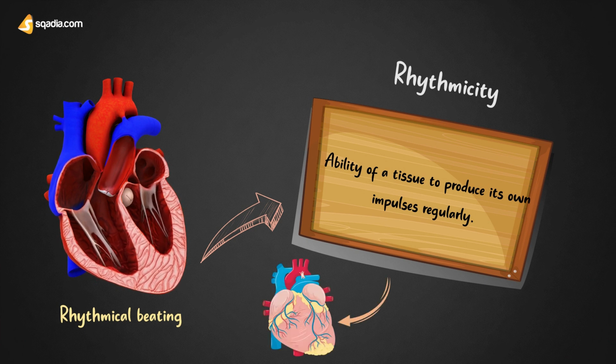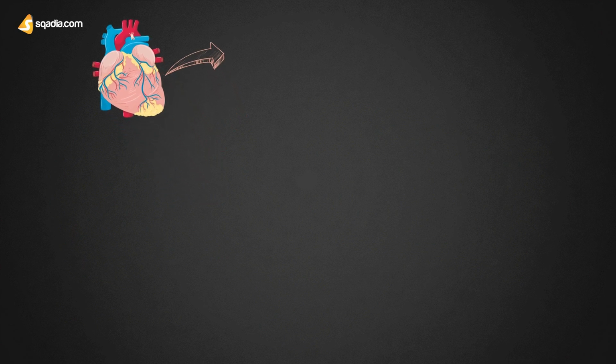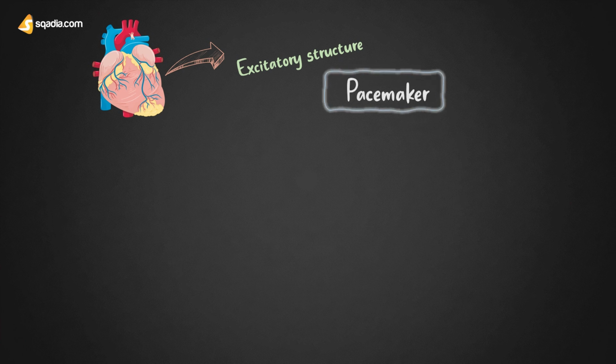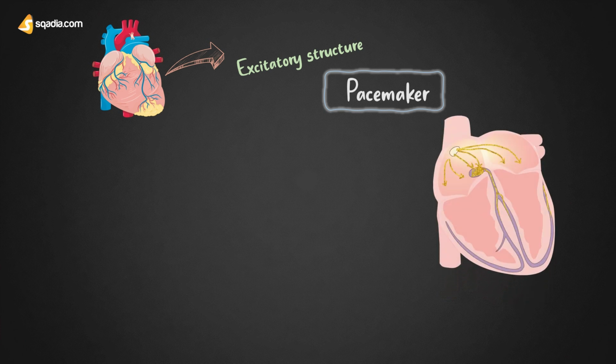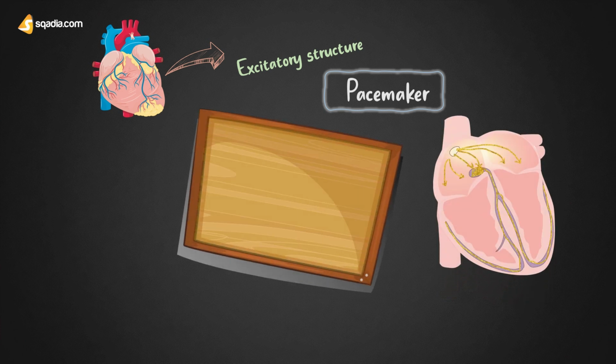The property of rhythmicity is present in all the tissues of the heart. However, the heart has a specialized excitatory structure from which the discharge of impulses is rapid. This specialized structure is called a pacemaker. From there, the impulses spread to other parts through the specialized conductive system.